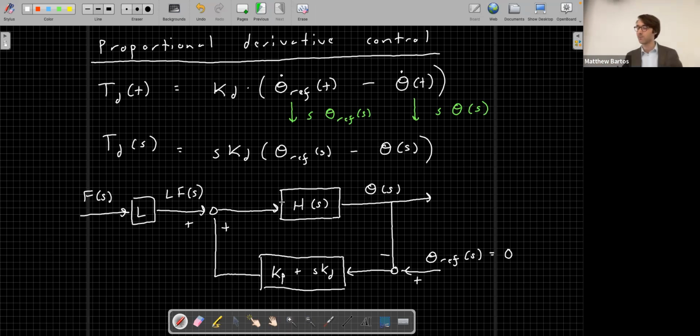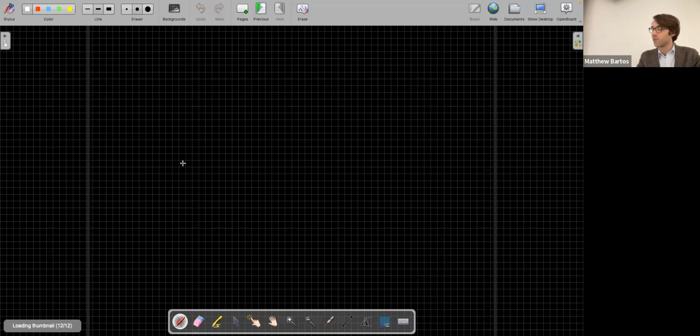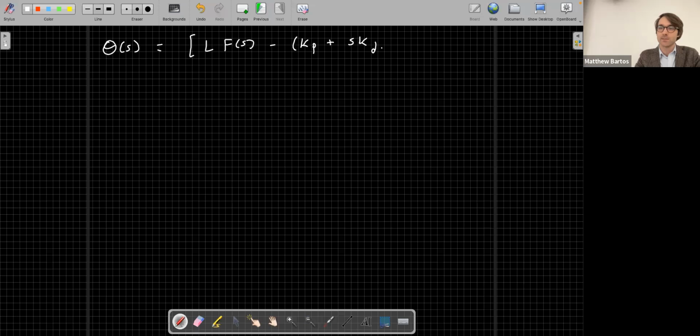Okay, so I'm not going to go through the full detail again, because the process is almost the same as for proportional control, but here's how we can compute the closed loop transfer function. We have theta(s). If we follow those links on the block diagram, we will end up with theta(s) is equal to L times F(s) minus (Kp plus sKd) all times theta(s) all times H(s).